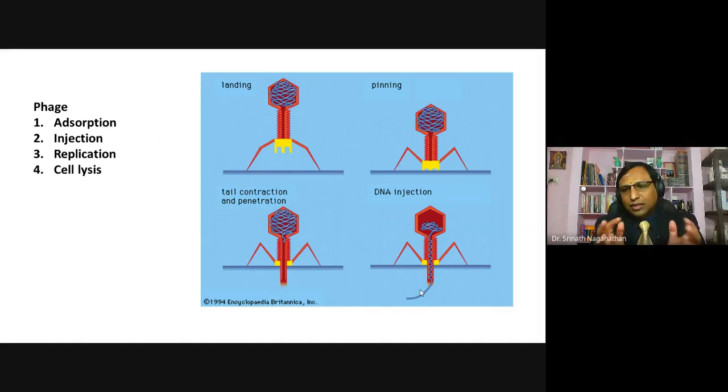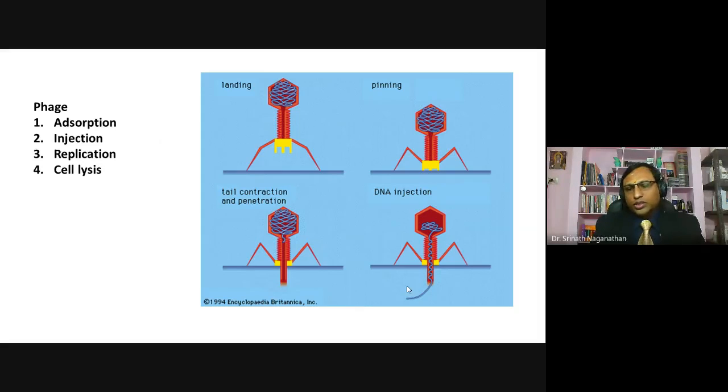Once they get assembled inside the cell and the space of the cell is filled with the bacteriophages, they undergo cell lysis. The cell of the organism in which they are present will break open and all the bacteriophages are released. So this is a normal process of bacteriophages.